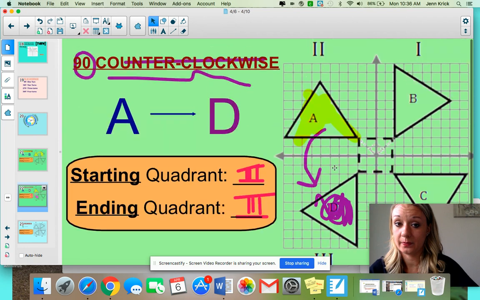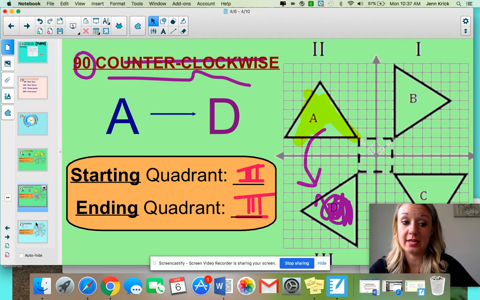Right down here. So I started with A. It told me 90 degrees, which means one turn, and counterclockwise, which means I'm going opposite, so I'd end where D is right here.